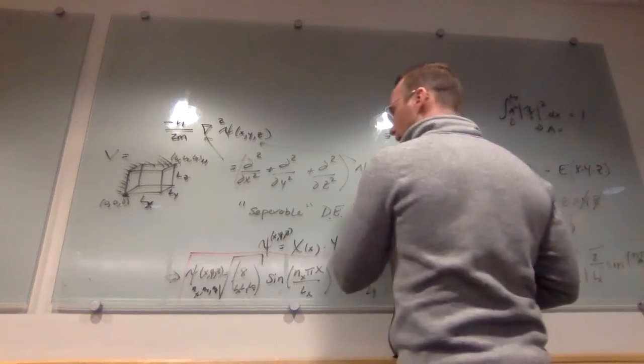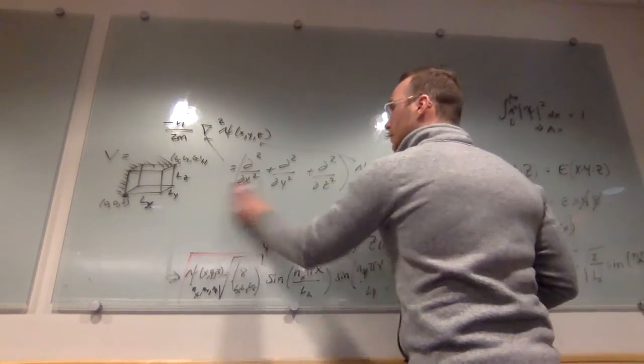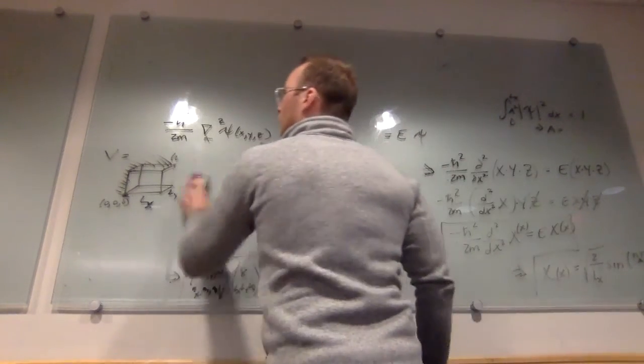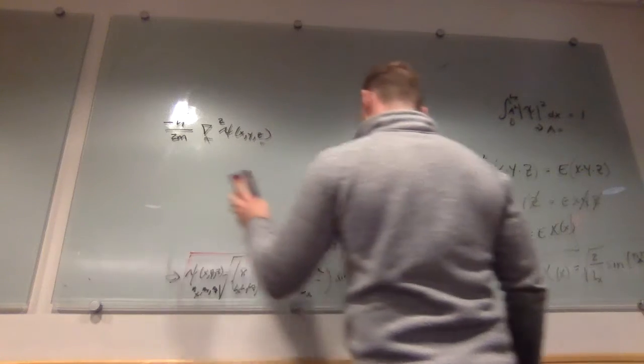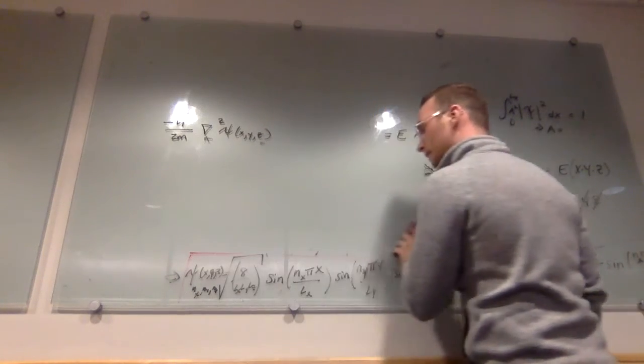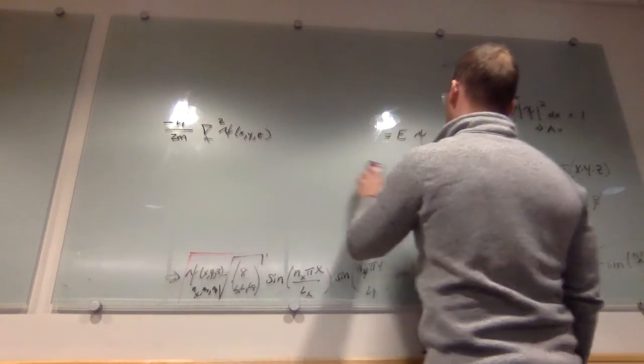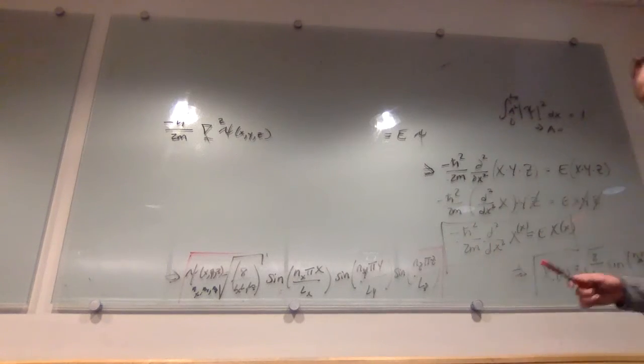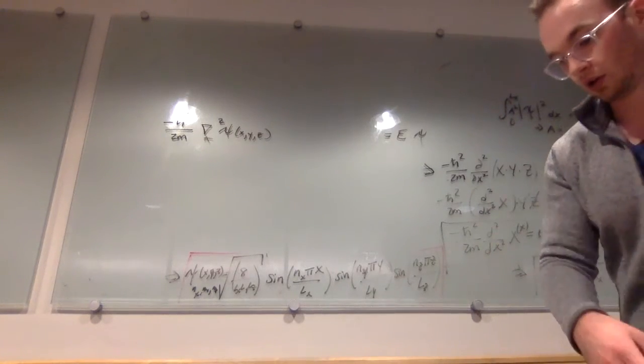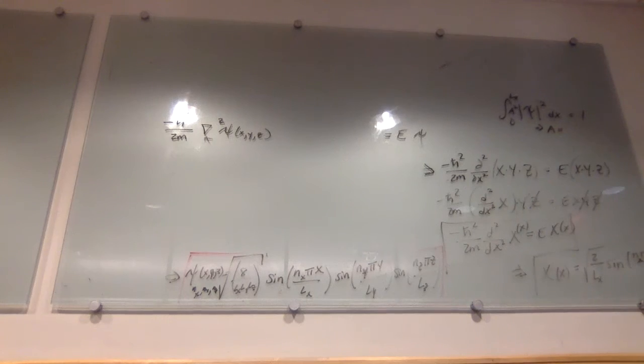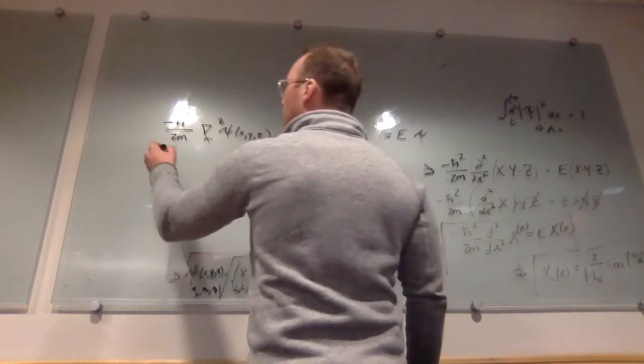So let's erase a bunch of this. Here's the wave function, and here's the Schrodinger equation. That should be all we need. I'll leave this up for now. And now, let's plug it in.